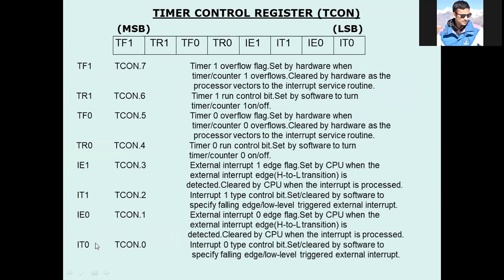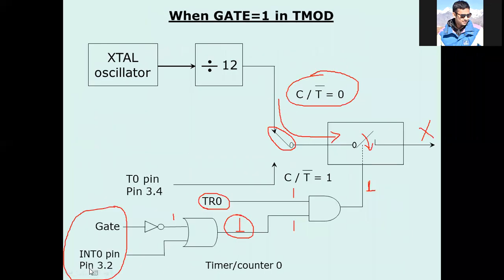So obviously, just a minute, this pin will be set. This INT0 pin will be 1. Understood? And automatically, if this is 1, then the output of this particular NOT gate will be 0. So the input of this OR gate will be 0, 1.